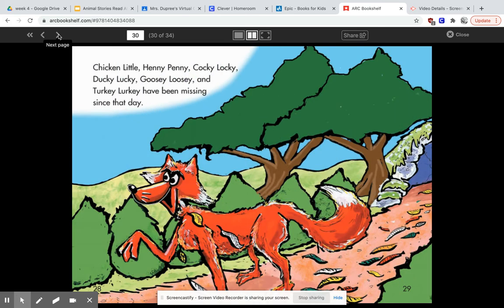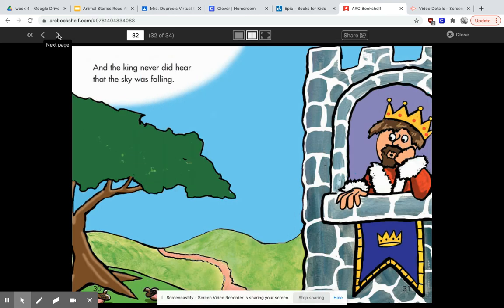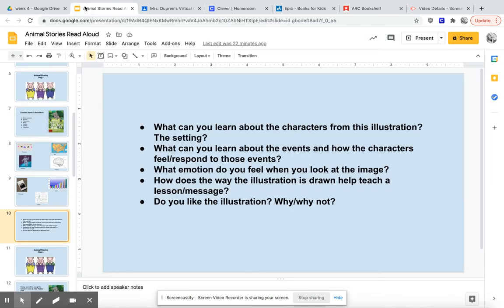We kind of have an idea of what happened to all the animals, but it doesn't specifically tell us. But we can see that none of them are coming out of the cave that Foxy Loxy led them into, right? And then the king is sitting there. He looks kind of like he's waiting for everybody, but nobody shows up. So let's think about that.